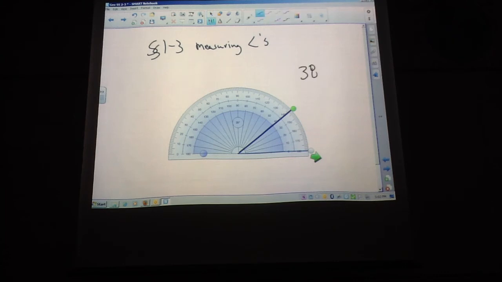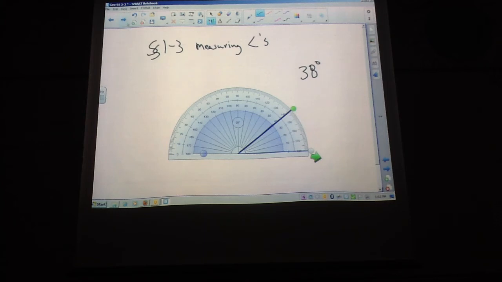And then I think it also talked about acute, which is less than 90, right angles, which is 90 degrees, and then obtuse angle, which is between 90 degrees and 180 degrees. It also probably had the straight angles, which is a straight line, which has a 180 degree measure in it.